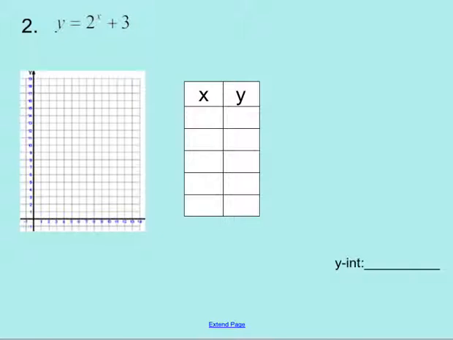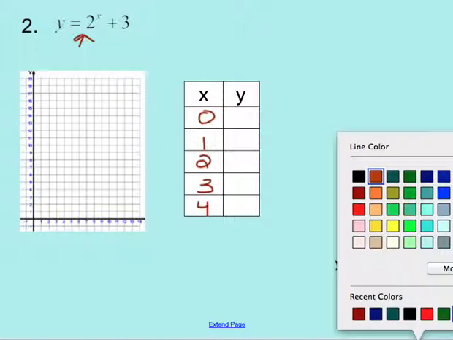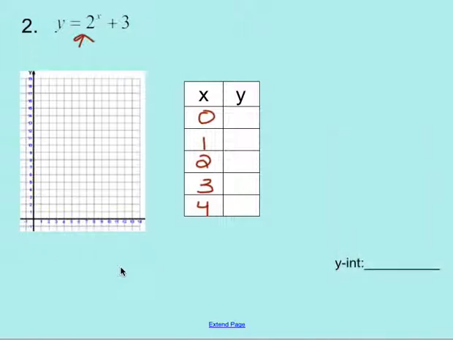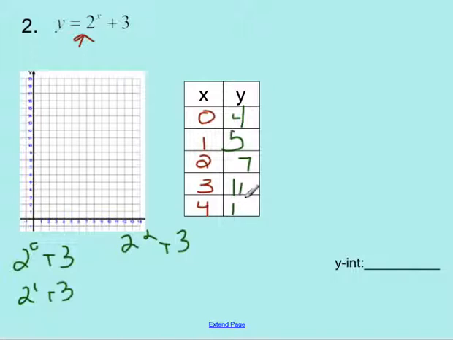Let's take a look at number 2. So again, my a, this value that's being raised to the exponent, is greater than 1, so I'm just going to use 0, 1, 2, 3, and 4. And now I'm going to plug in each of those values for x. So I get 2 to the 0 power plus 3. Well, 2 to the 0 is 1, plus 3 is 4. And then we're going to do 2 to the first power plus 3. That's going to give me 5. And then 2 squared plus 3, that's going to give me 7, and then 11, and 19.